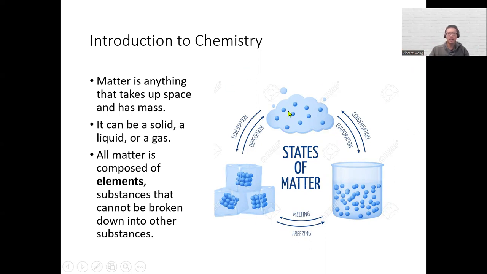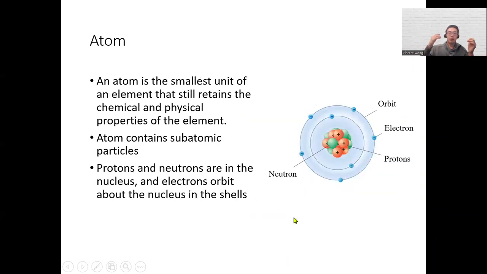And of course they can change from one state to another by absorbing heat or releasing heat. All the matter that exists in the universe, as far as we know, is composed of elements, which are substances that cannot be broken down into other substances. Chemically, they cannot be further broken down. That's what elements are. Now, the elements themselves are made up of atoms. An atom is the smallest unit of an element.